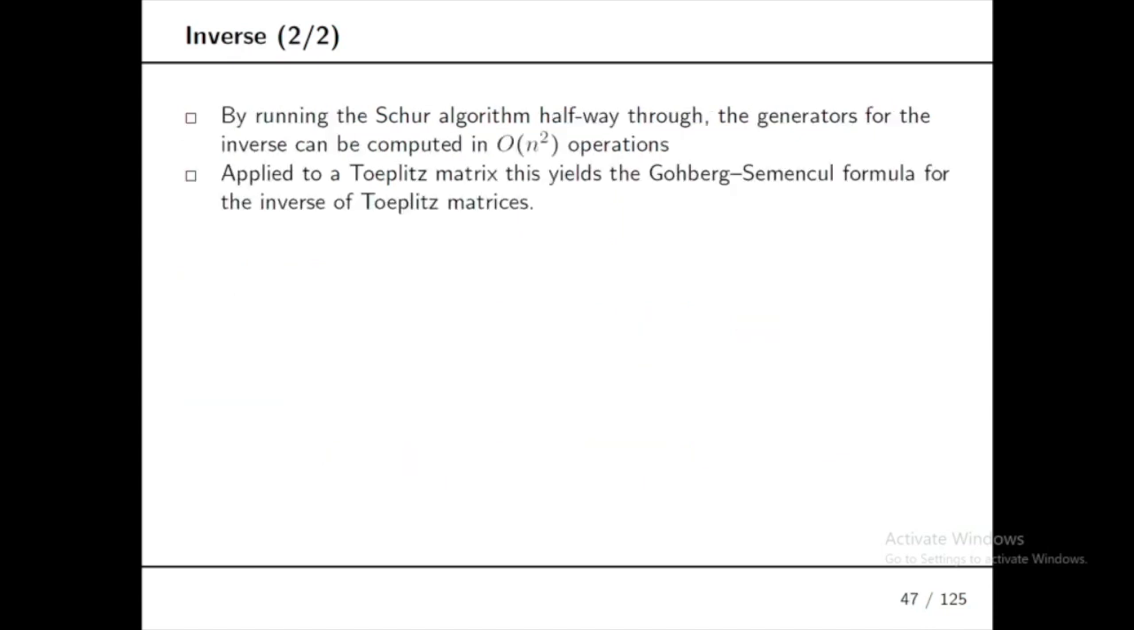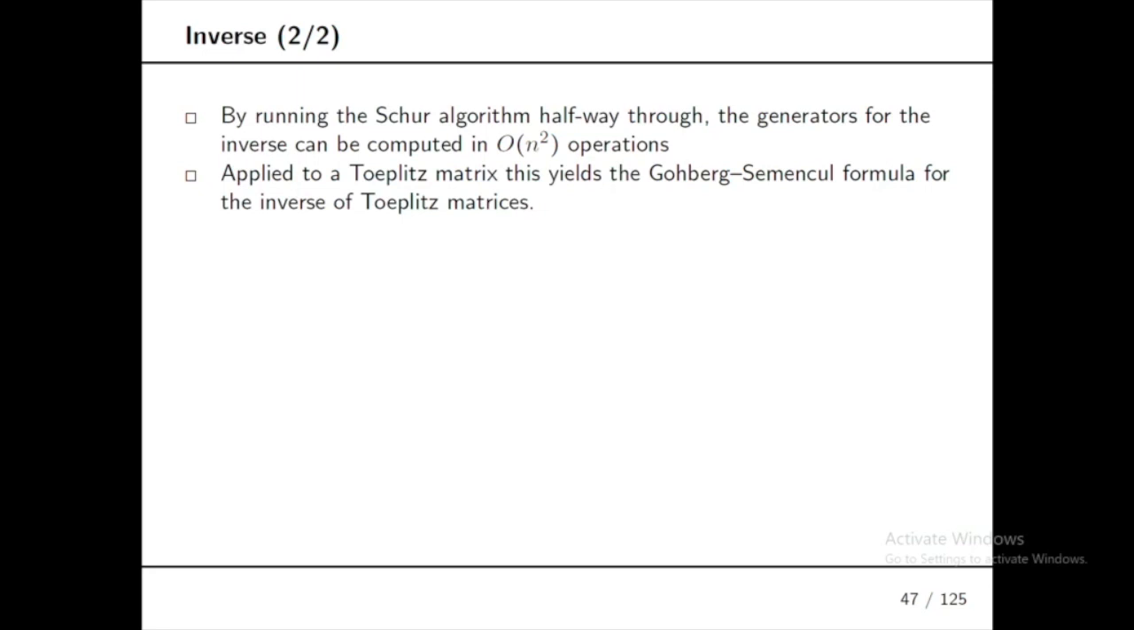And if you can find the generators of T inverse, then if you write the displacement operator in a slightly different way, you get the famous Gohberg-Semencul formulas for T inverse. Right? The Gohberg-Semencul formula just says that T inverse can be written as a product of a lower triangular Toeplitz, upper triangular Toeplitz, plus lower triangular Toeplitz, upper triangular Toeplitz. So T inverse is not Toeplitz, but it's the sum of the products of 4 Toeplitz matrices. Right? And that is just another way of stating the same displacement equation again. Okay, so I don't have time to talk about that, but that's possible. So in principle, you can find the generators for T inverse in n squared operations.